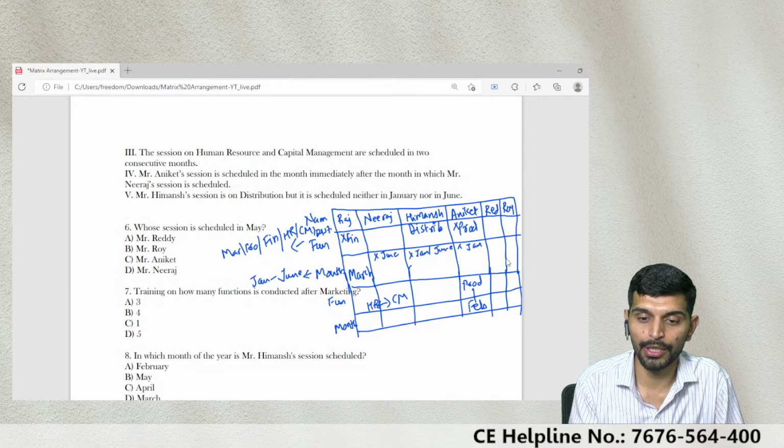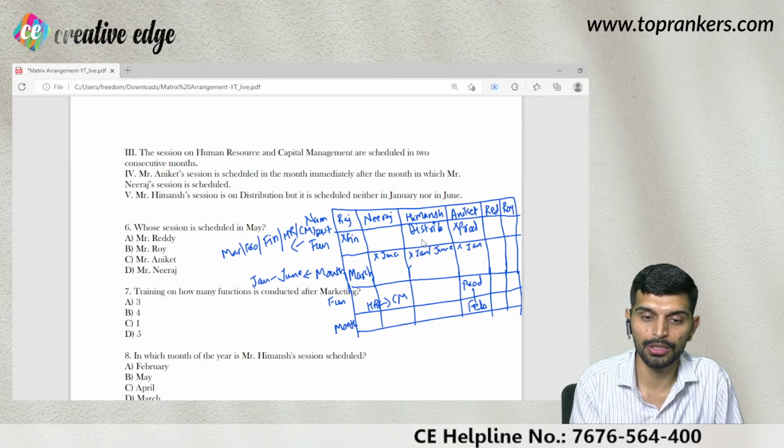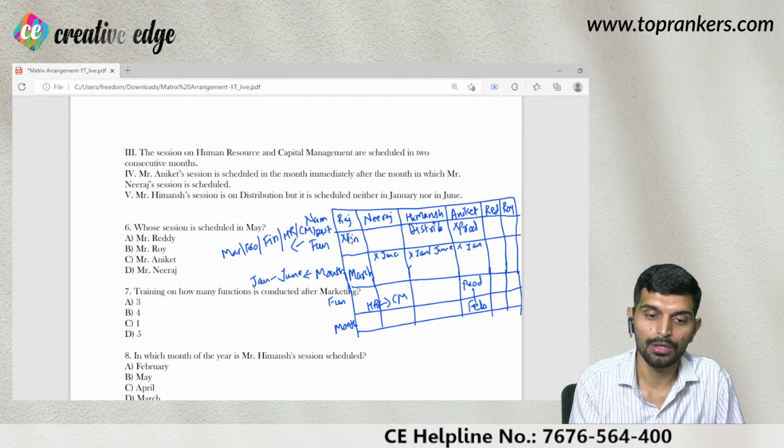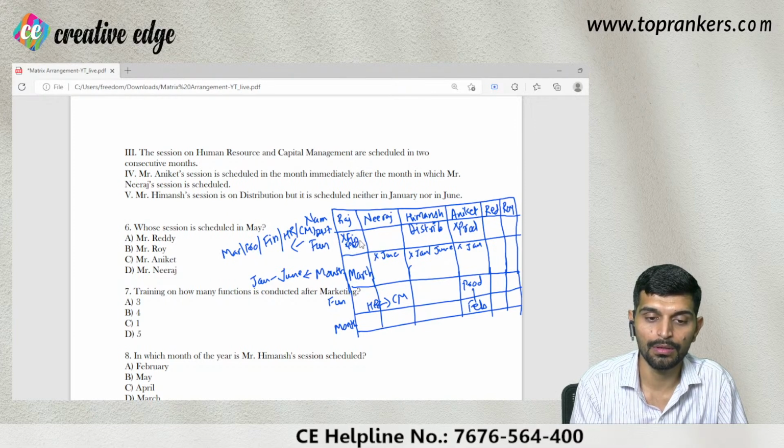Production in February. Not happening production here. Here it is distribution. Raj is not taking, but he is taking in March, so Raj cannot have production as well.